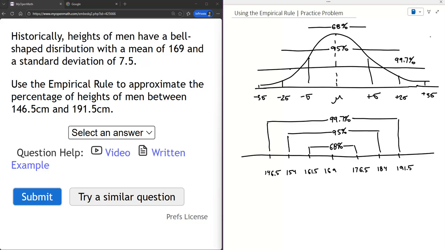So to answer the question, use the empirical rule to approximate the percentage of heights of men between 146.5, which is here, and 191.5, which is here. By the empirical rule, the answer is 99.7.